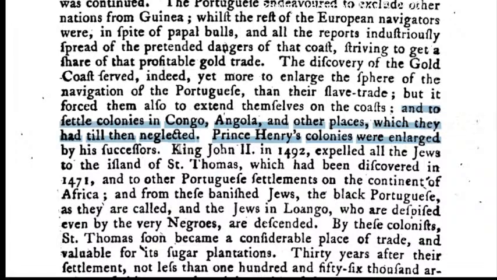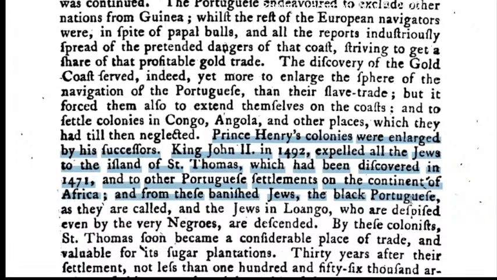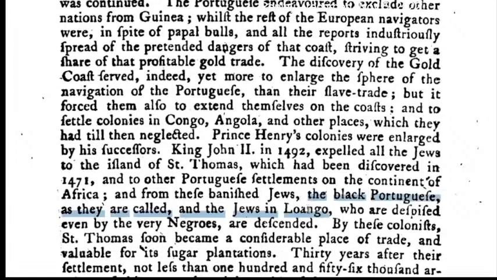And then watch this. It says after they settled colonies in Congo and Angola and other places which they had neglected, Prince Henry's colonies were enlarged by his successors. King John II in 1492 expelled all the Jews to the islands of St. Thomas, which had been discovered in 1491, and to other Portuguese settlements like Angola, Congo, and to other Portuguese settlements on the continent of Africa. And these banished Jews, the black Portuguese, as they also are called, and the Jews in Luango, who are despised even by the Negroes from whom they are descended.